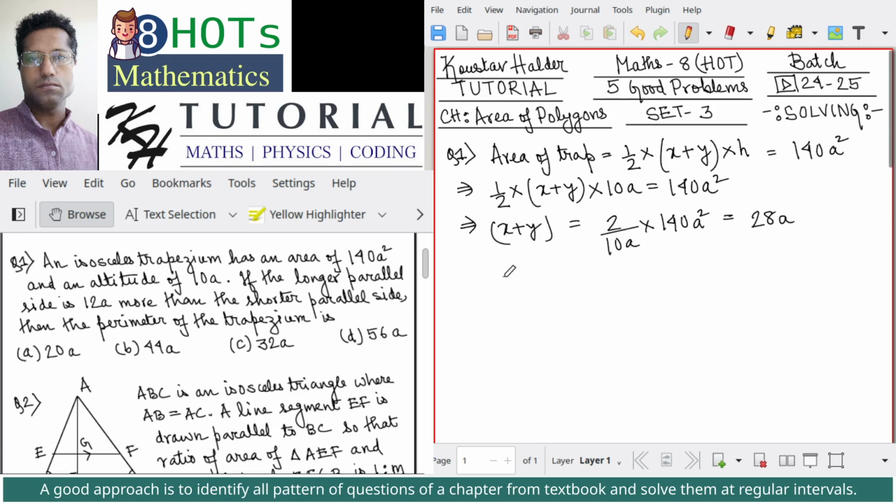Now it is given that the longer parallel side is 12a more than the shorter parallel side. So we also have y minus x. As per my convention, I always denote y as the longer parallel side. So this is given as 12a.